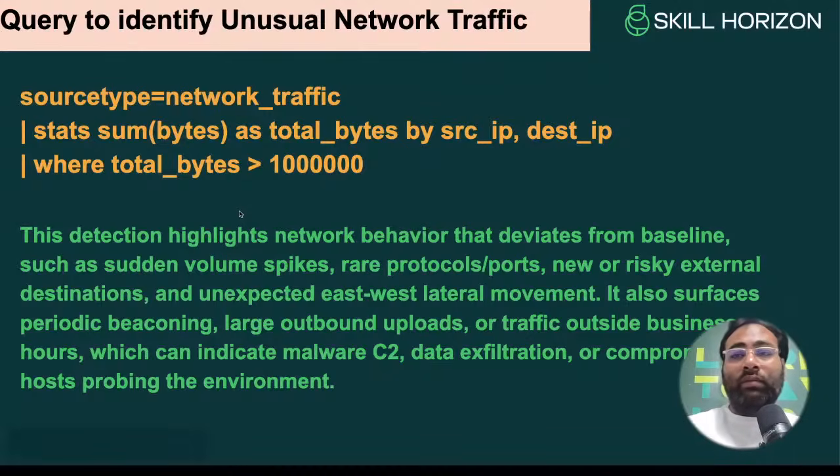It also surfaces periodic beaconing, large outbound uploads, or traffic outside business hours, which can be a potential sign of malware C2, data exfiltration, or a compromised host probing the environment.